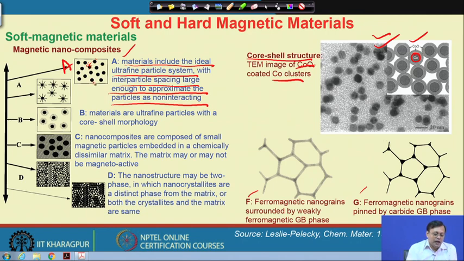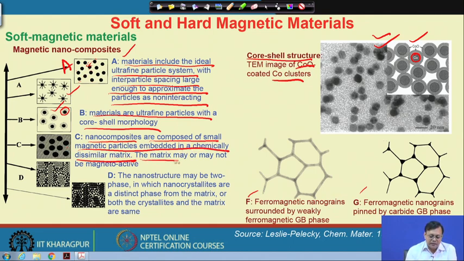Okay. So, I have produced such kind of nanocomposite. On the other hand, I can produce such kind of core shell type of microstructure that I have just shown you here. So, I have a core and I have a shell, and this is an ultrafine particle with a core shell morphology. On the other hand, I can also produce a nanocomposite that is composed of a small magnetic particle embedded in a chemically dissimilar matrix, and the matrix may or may not be magnetoactive. So, in one case this could be active or maybe non-active.